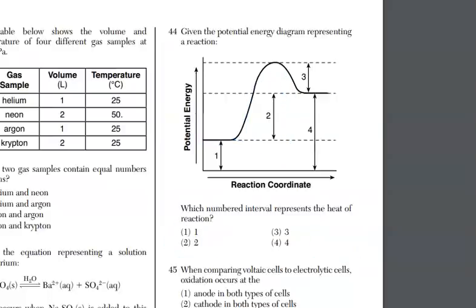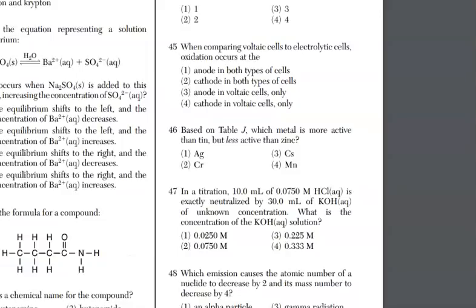For 45, we are with electrochemistry here, and redox. It says when comparing voltaic cells to electrolytic, oxidation occurs at the, well, AN OX, RED CAT, the anode, no matter what, is where oxidation takes place.